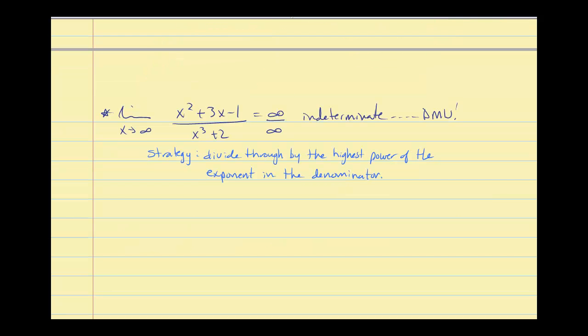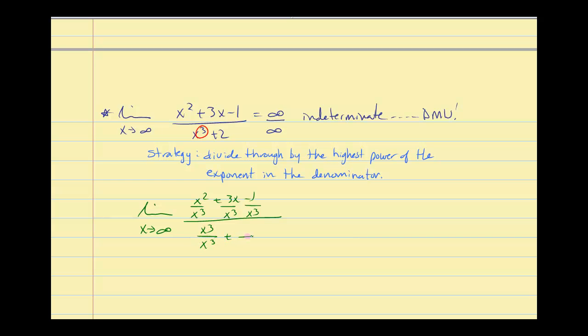So let's go ahead and divide through by that highest power and see how it affects our answer, and then see if we can come up with a shortcut rule. So I have the limit as x approaches infinity, and I'm going to divide through by the highest power of the exponent in the denominator for every single term. Well, the highest power of the exponent in the denominator is x cubed, so let's divide through by x cubed here.